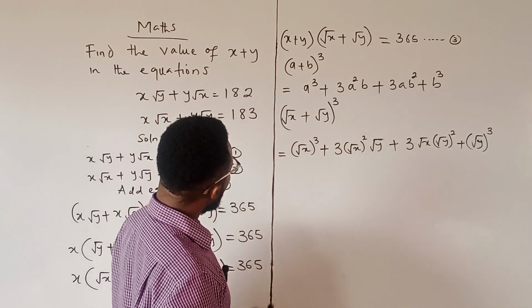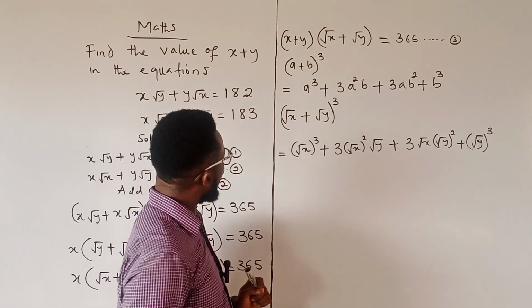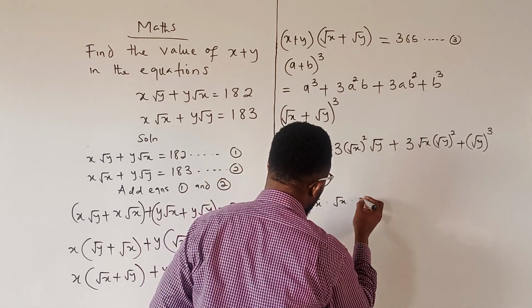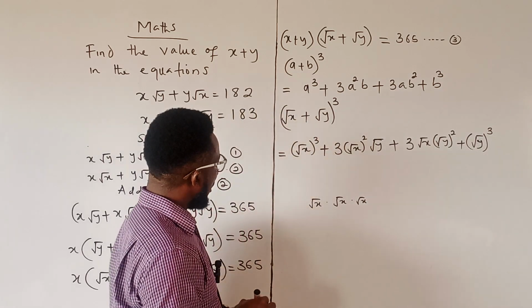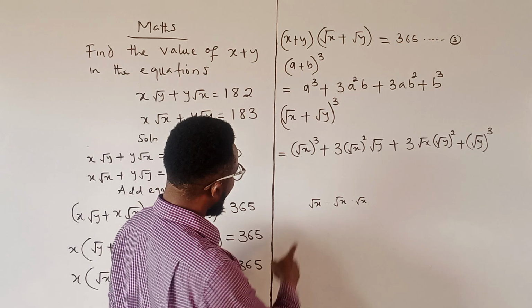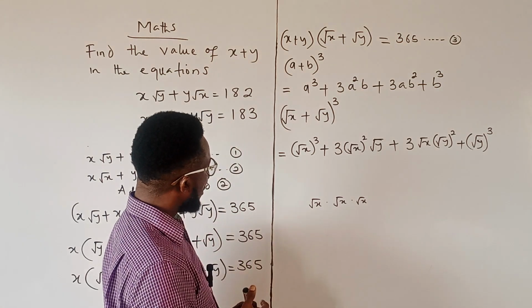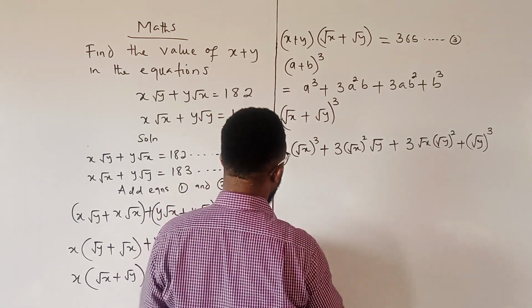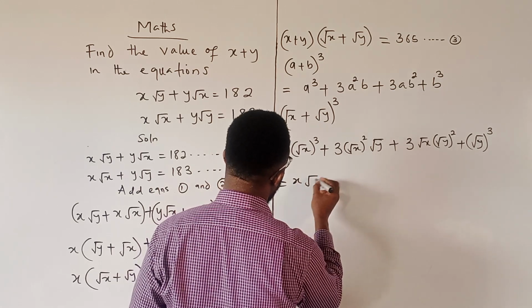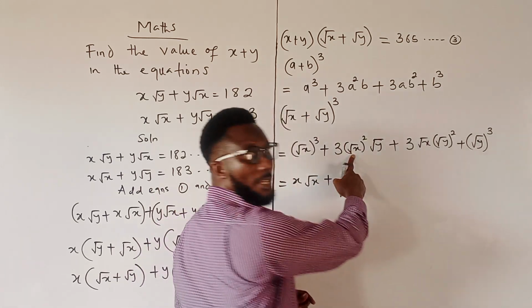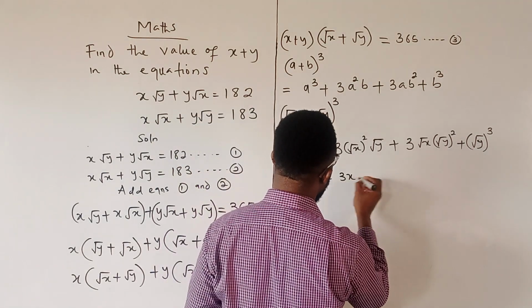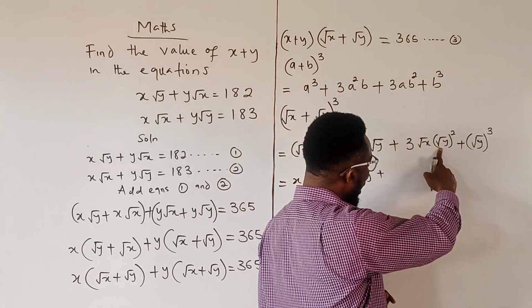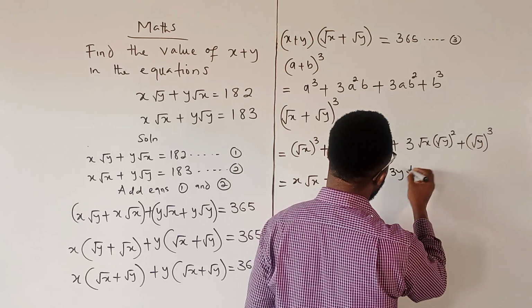So if you look at this expression, rad x cubed becomes rad x multiply rad x multiply rad x. You check the first pair, rad x multiply rad x is x. So we are going to be having x rad x. Here rad x squared is x, so we have 3x rad y. Here rad y squared is y. We have 3y rad x.